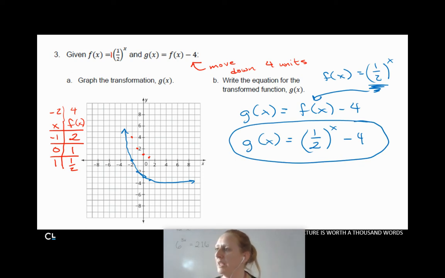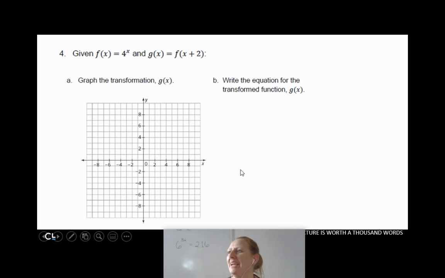Yay. So this is just a nice little shortcut for graphing these things. It's not perfect, but I mean, it works pretty good. We just shoved it down 4 units. Good job, us. So hopefully that gives you some ideas on what to do for number 4 as well.